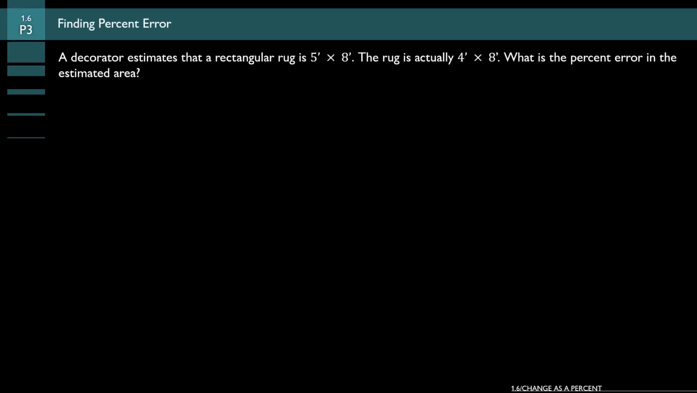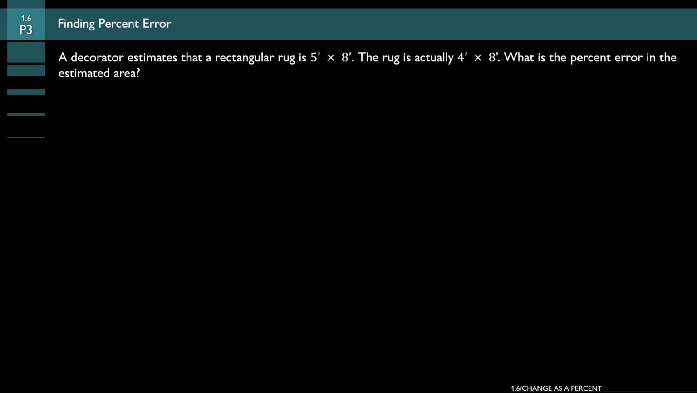That brings us to our next question. A decorator estimates that a rectangular rug is 5 feet by 8 feet. The rug is actually 4 feet by 8 feet. What is the percent error in the estimated area? Now what the question has done is it's given us linear lengths for the rugs. So we have to take this from being a one-dimensional problem into a two-dimensional problem. So that means we've got to find the area.